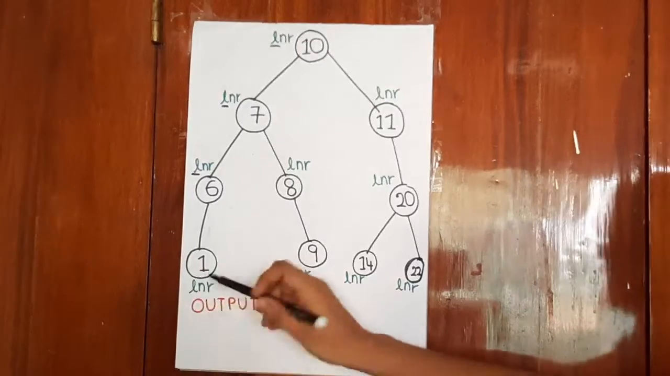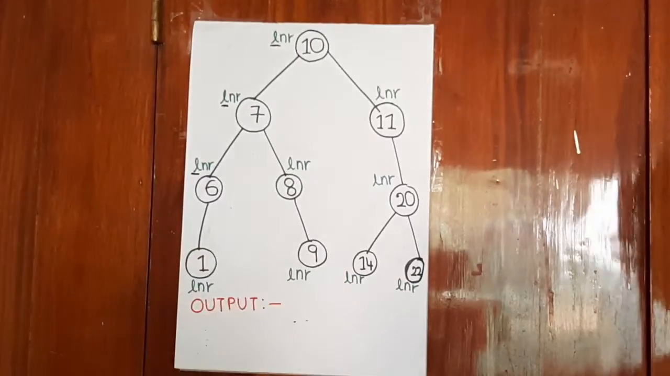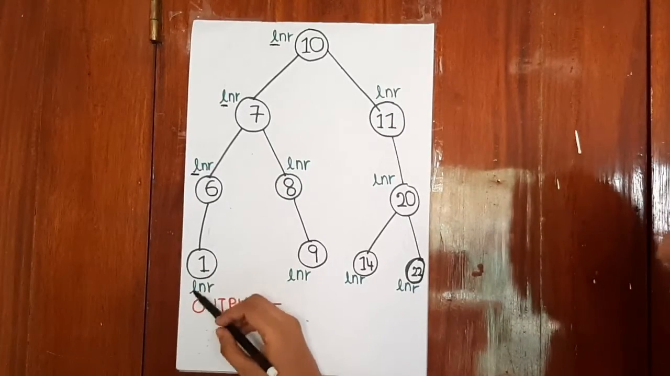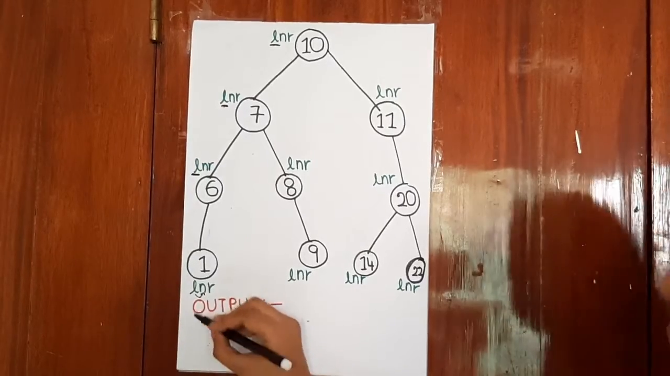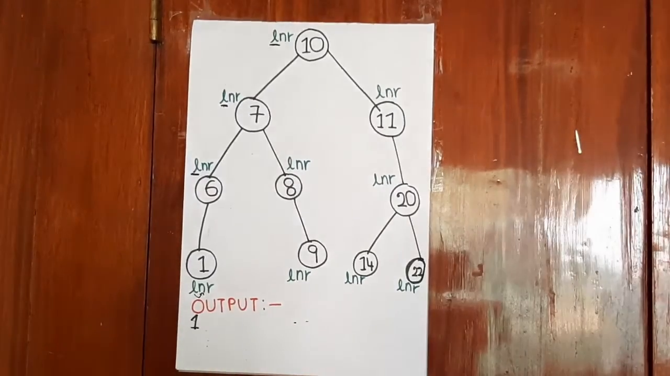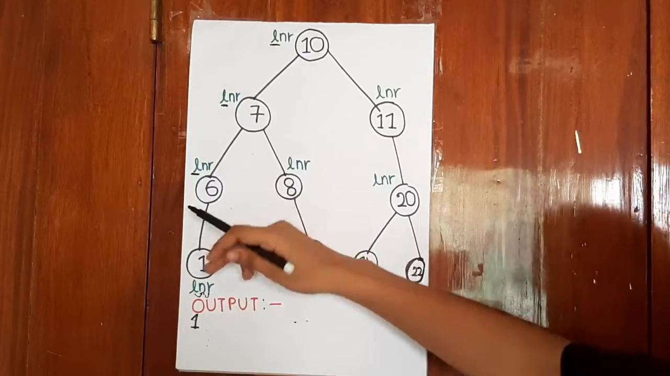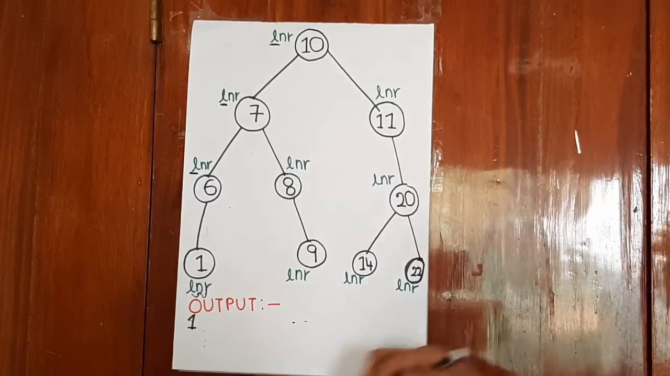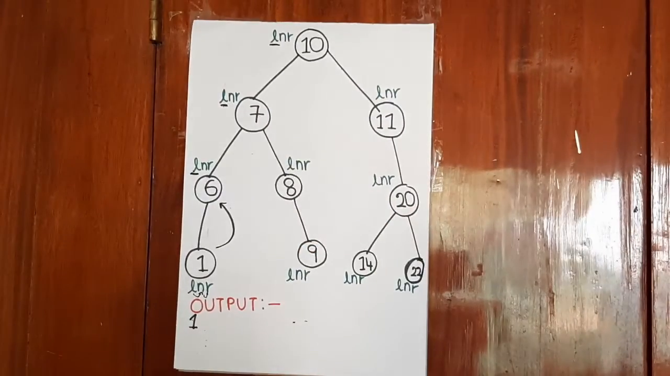Then I have to consider the left side of this. But there's no left side, so it moves to the next step. It's the node, so it prints 1, and I have to look for the right side. As there are no children, it's a null value. It just moves back to this.